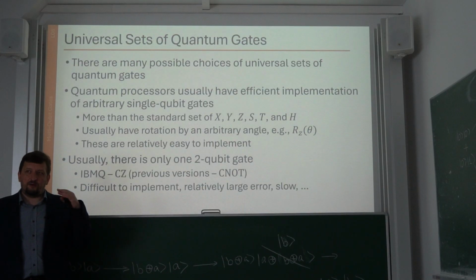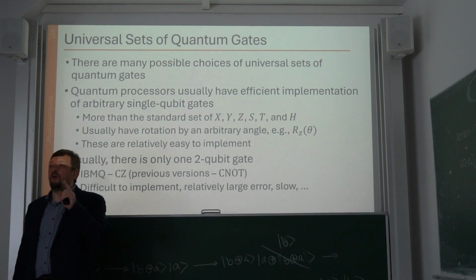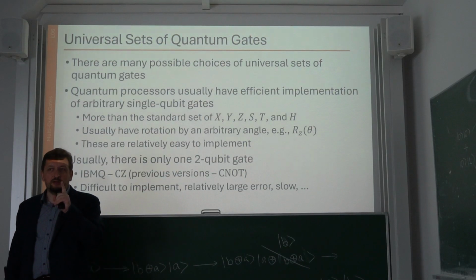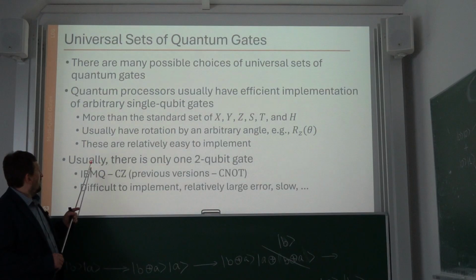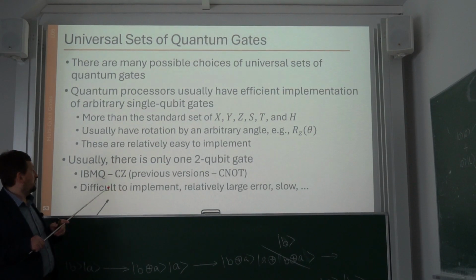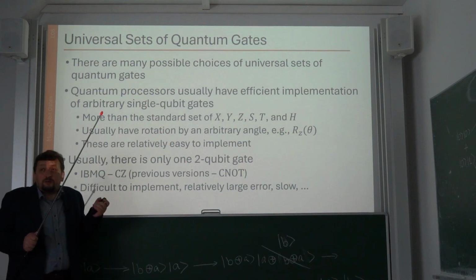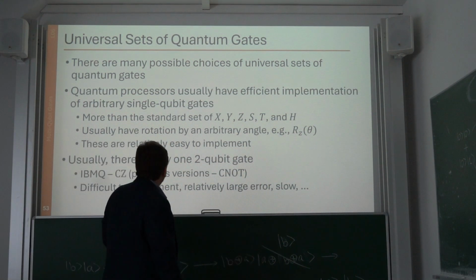And whatever model of quantum computer you take, there are several approaches. There are many companies making that. Usually there is just one type of 2 qubit gate. It's only one 2 qubit gate. As I said, IBM right now uses Control-Z, previously used CNOT, but this is enough.